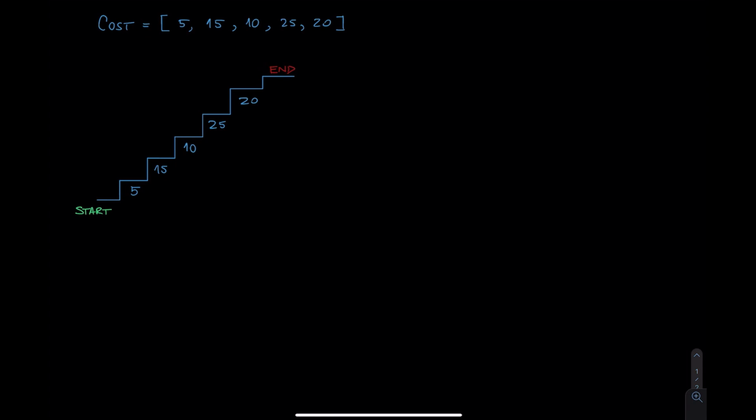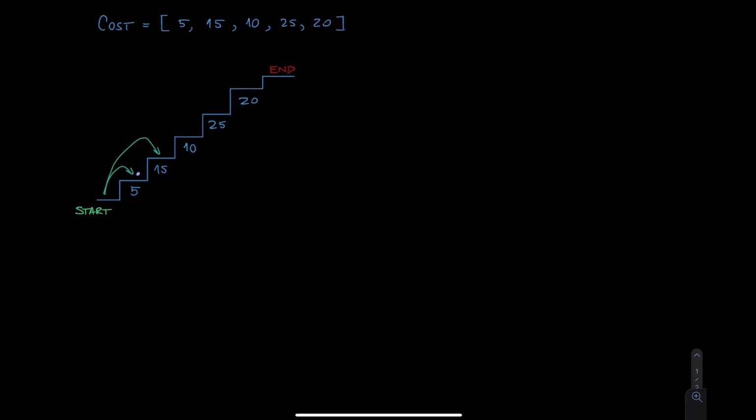Now let's try to solve it conceptually and see how we would approach it in a greedy way. When I am at the start, I have two options: to either take one step or to take two steps. So I can either move to 5 or I can move to 15. Since we use a greedy approach, I will pick the minimum between the two because I want to find out the minimum cost. So I'm gonna be at 5.